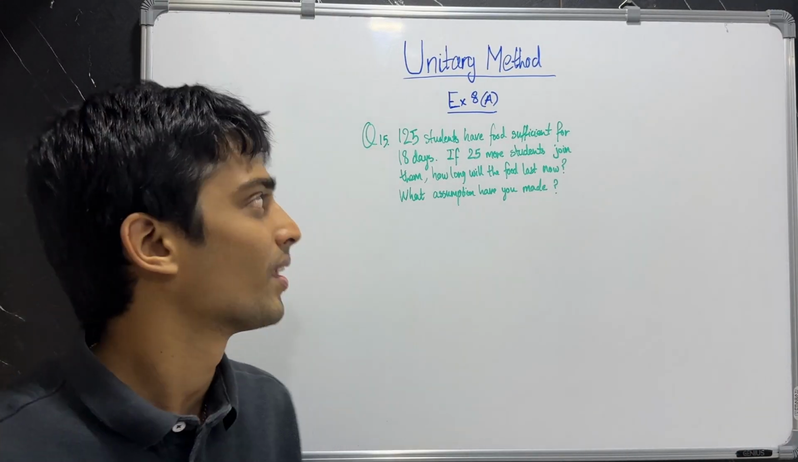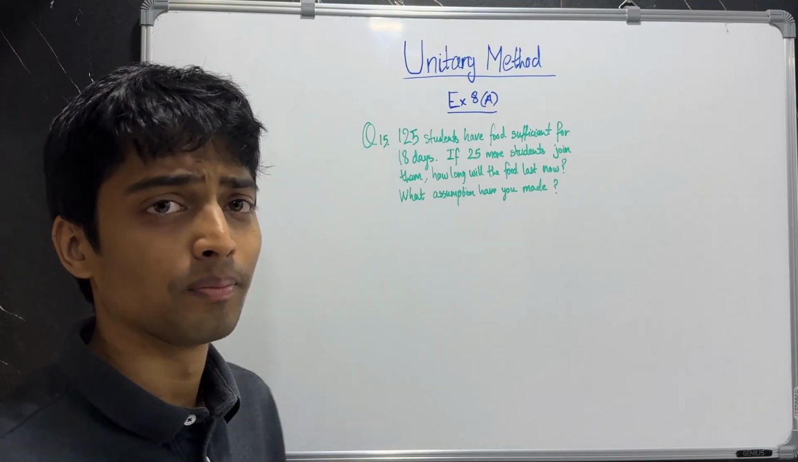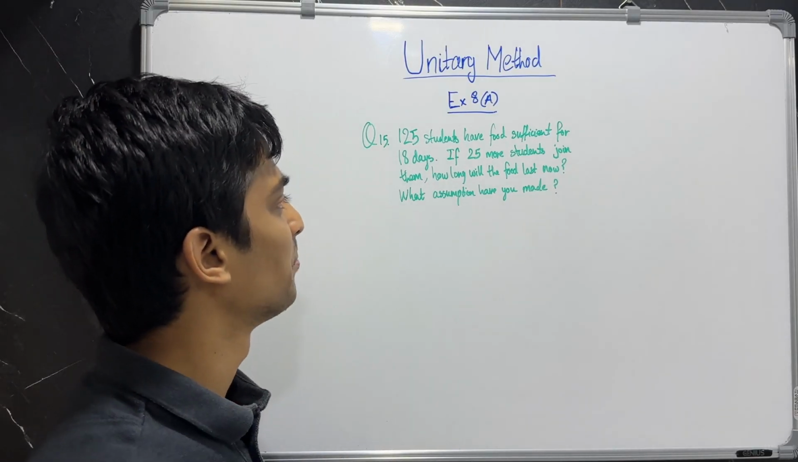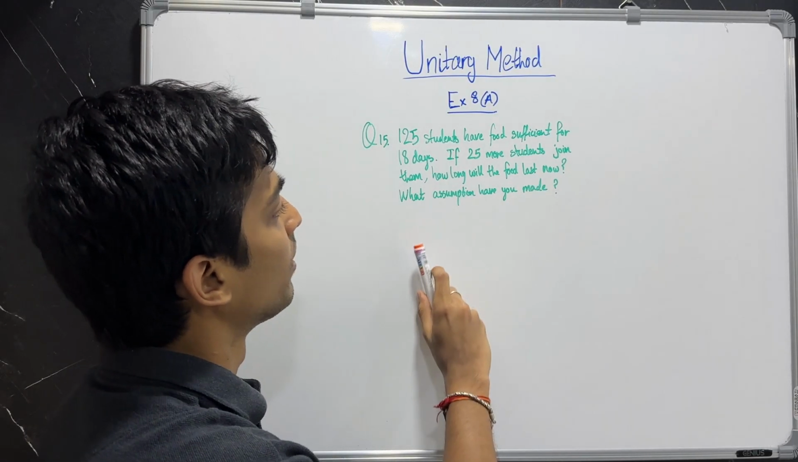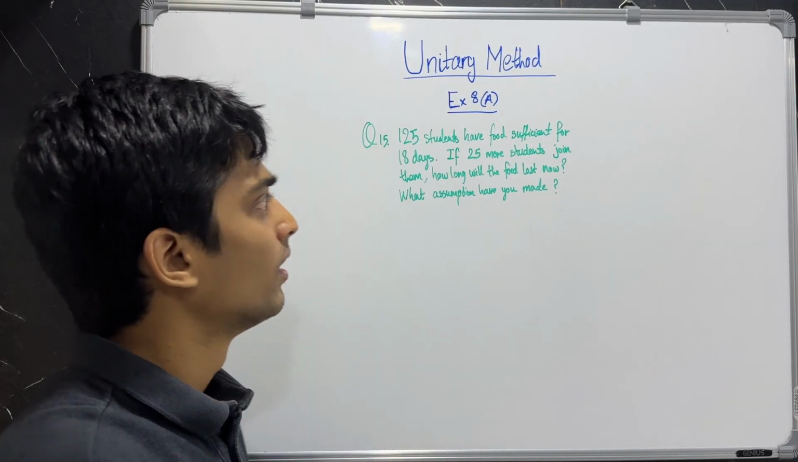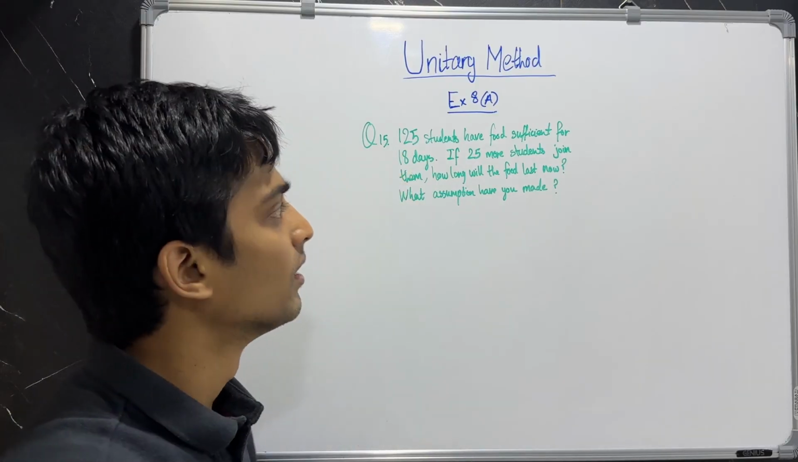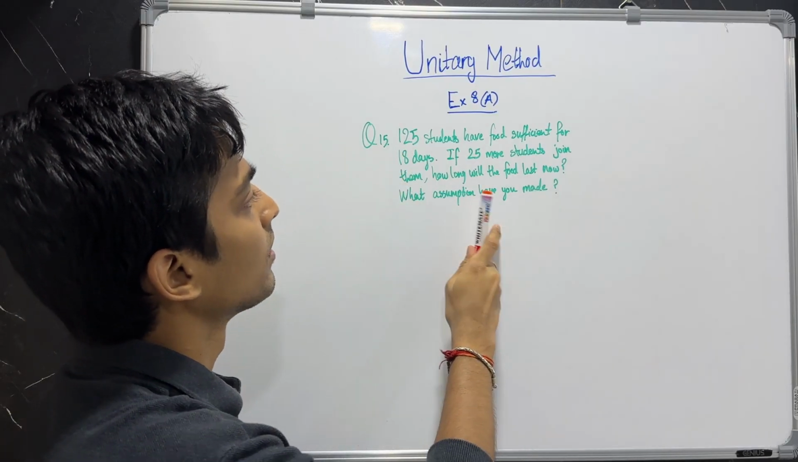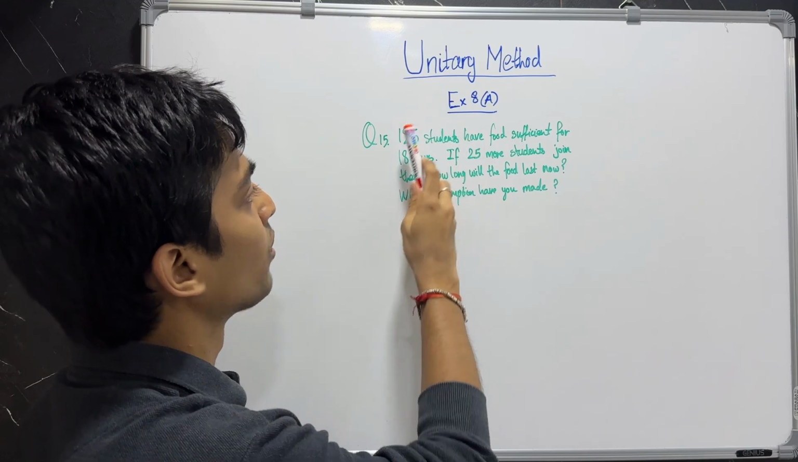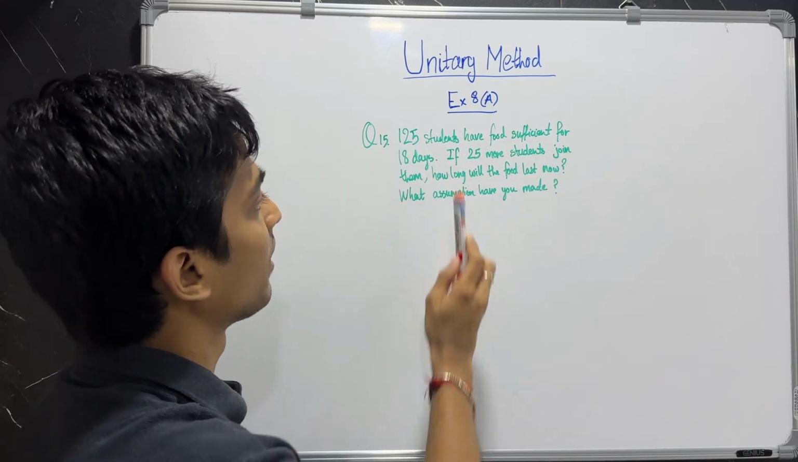15th question. 125 students have food sufficient for 18 days. If 25 more students join them, how long will the food last now? What assumptions have you made? So there is some amount of food which is sufficient for 125 students for 18 days. Then what happens? 25 more students join, so it becomes 150. Then how long will the food last now?